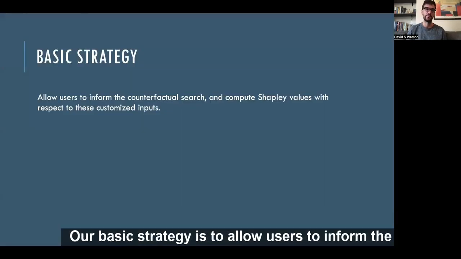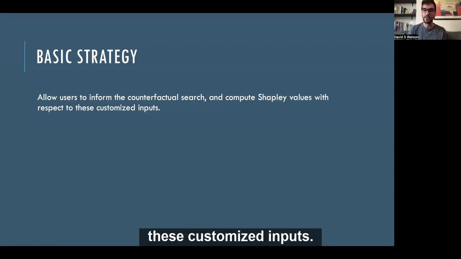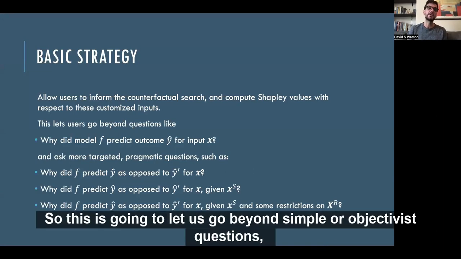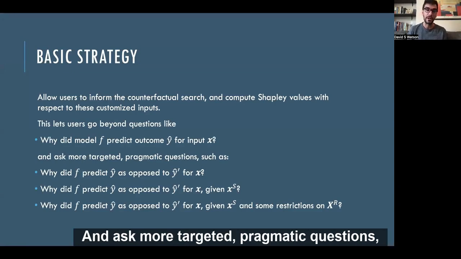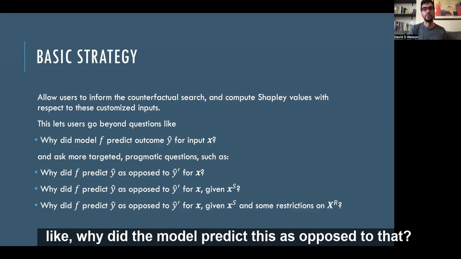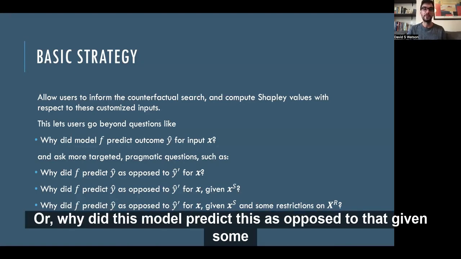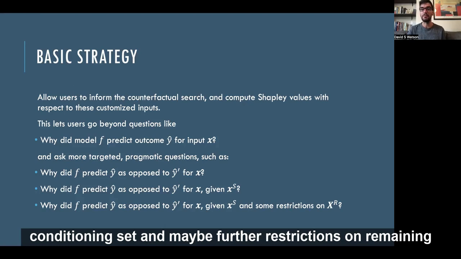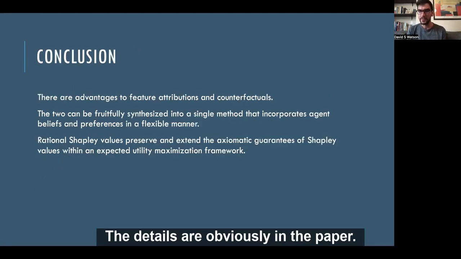these agents. Our basic strategy is to allow users to inform the counterfactual search and then compute Shapley values with respect to these customized inputs. So this is going to let us go beyond simple or objectivist questions like, why did the model make this prediction for this input, and ask more targeted pragmatic questions like, why did the model predict this as opposed to that? Or why did the model predict this as opposed to that given some conditioning set? Or why did this model predict this as opposed to that given some conditioning set and maybe further restrictions on remaining variables? The details are obviously in the paper.